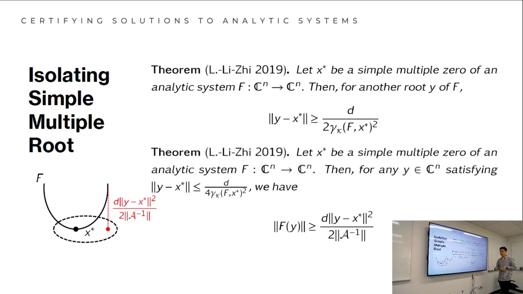The second property is that we want to approximate the lower bound of capital F of y. We have the same setting, but let's say that this y is now a point satisfying this condition, which means that they are close enough. In that case, the norm of capital F of y is greater than or equal to this number, so we can approximate the value of capital F of y.